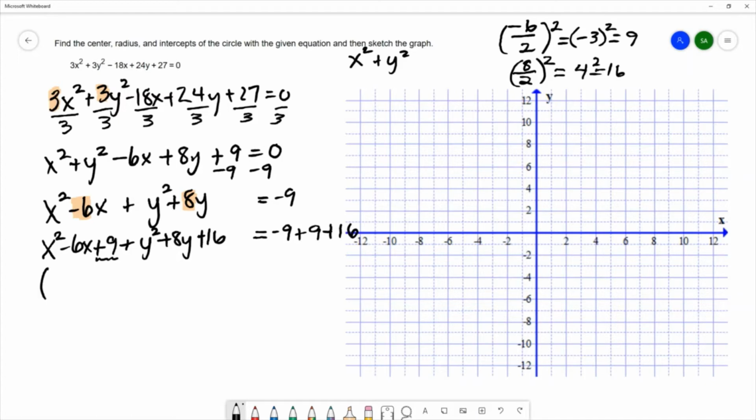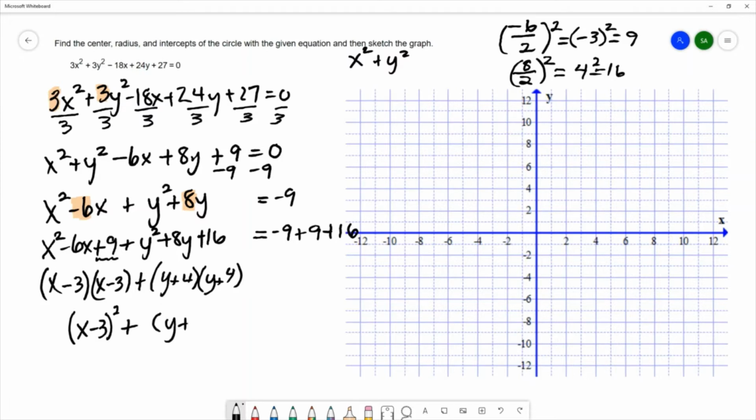And this will factor nicely into x and x, 3 and 3, minus and minus, which then can be written as x minus 3 squared. Something similar happens with the y group. That factors nicely into y and y, 4 and 4, both pluses, and y plus 4 times y plus 4 is y plus 4 squared. Then the constants will combine to be 16. So I've taken my circle from general form into standard form, and now it's easier for me to find the center and the radius.